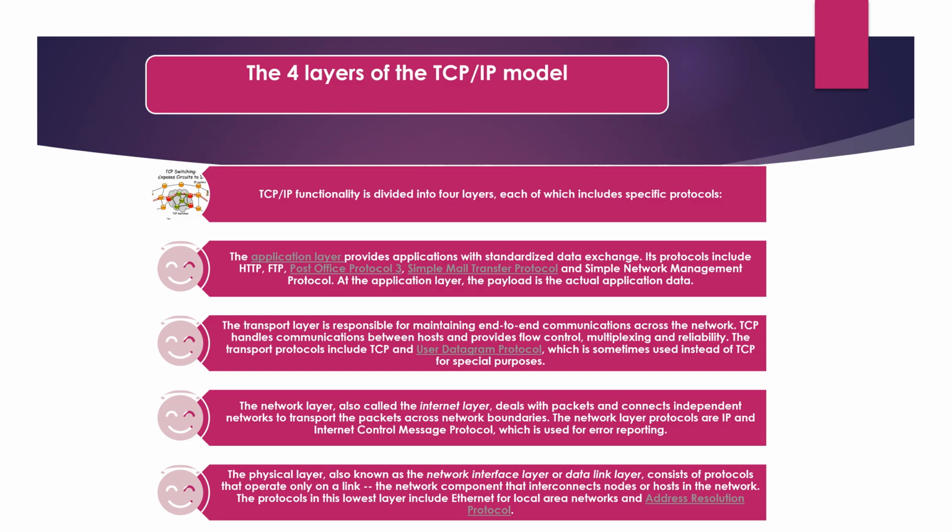The 4 layers of the TCP/IP model. TCP/IP functionality is divided into 4 layers, each of which includes specific protocols. The first one is the application layer, which provides applications with standardized data exchange. Its protocols include HTTP, FTP, Post Office Protocol 3, Simple Mail Transfer Protocol, and Simple Network Management Protocol.